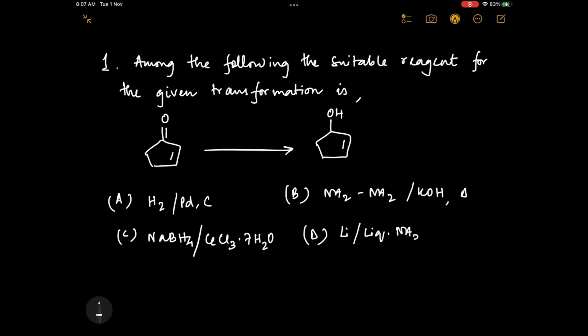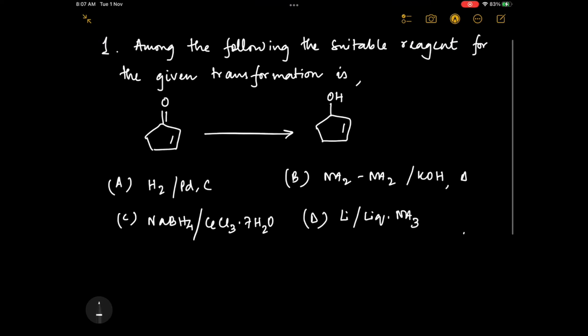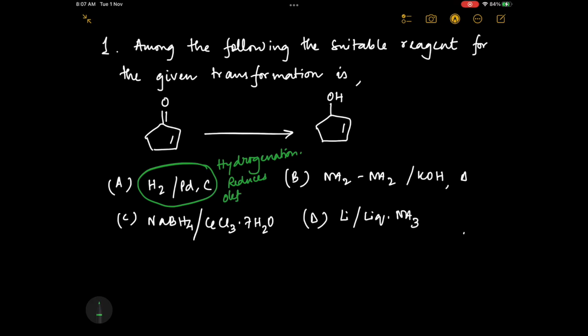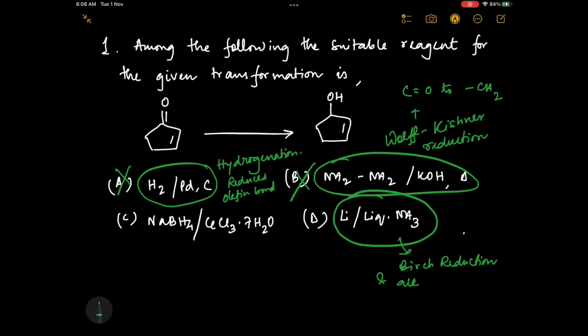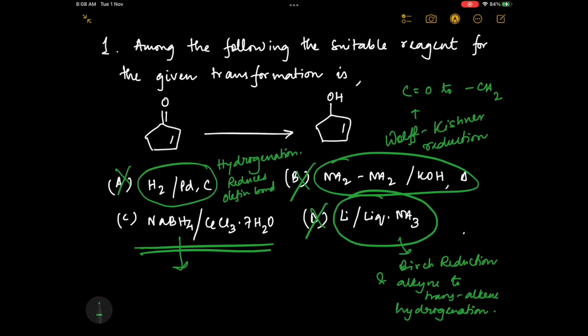So as we can see from the options and the transformation, H2/Pd-C is basically hydrogenation. This reduces alkenes or olefin type bonds, unsaturated bonds. So this can't be it, because the unsaturation is intact. The second option is basically Wolff-Kishner reduction, which is carbonyl to CH2 functionality. Here also this is not happening, so this is also not that. Li/liquid NH3 is Birch reduction, which is alkyne to trans-alkene reduction, and this is also a hydrogenation type reaction. So this is also not that.